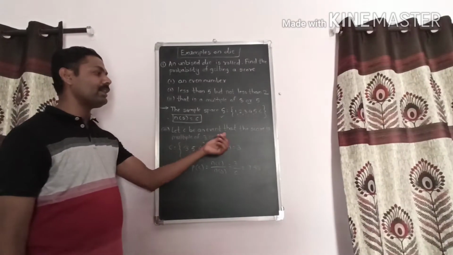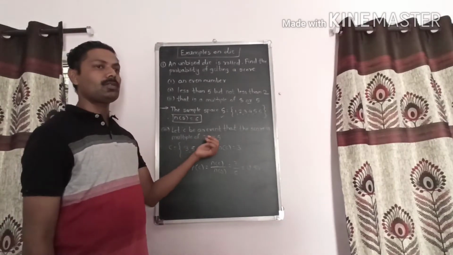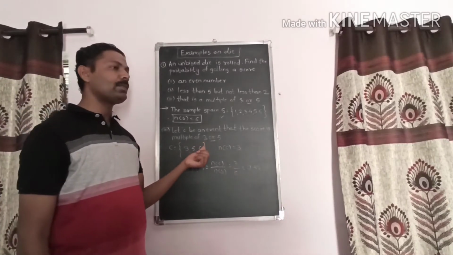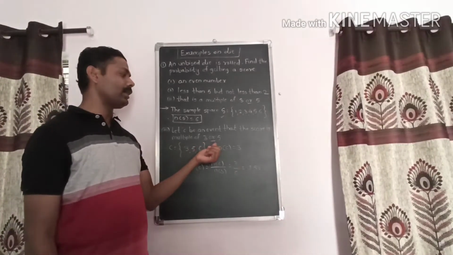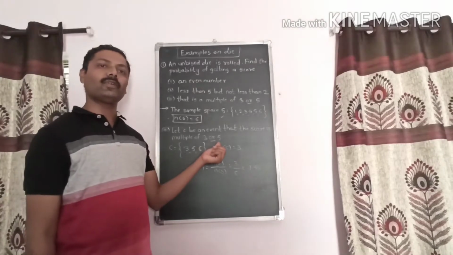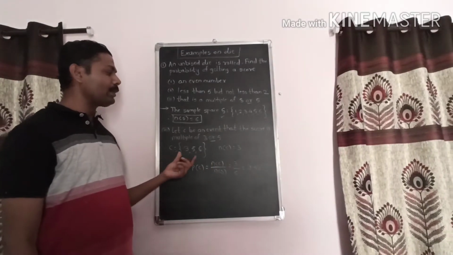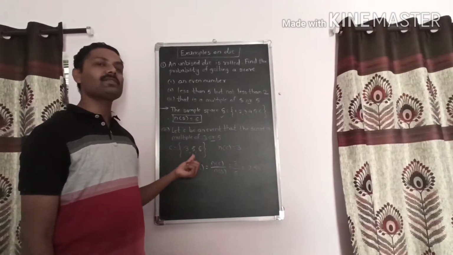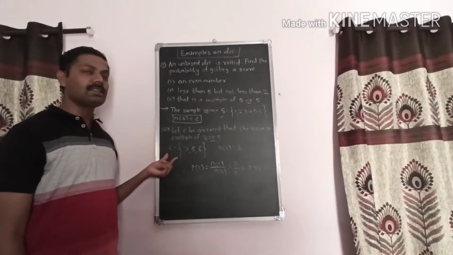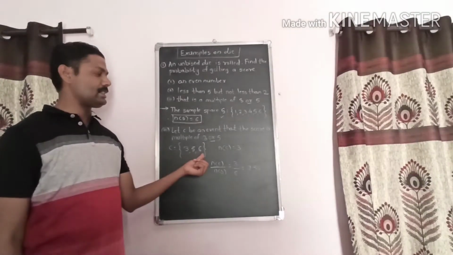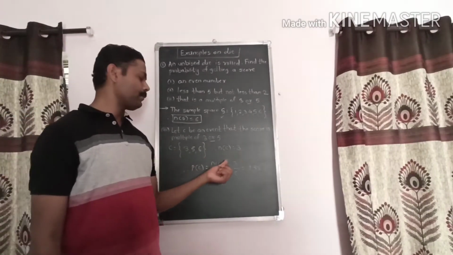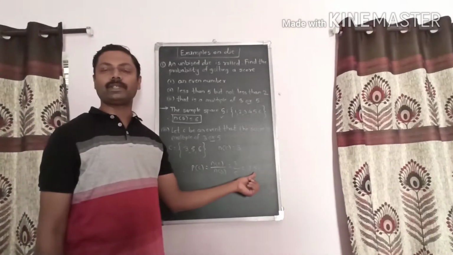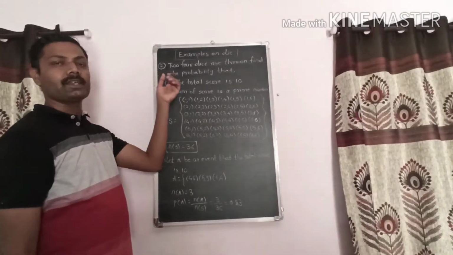Let C be an event that the score is multiple of 3 or 5. Multiple of 3 or 5 means we have to select the numbers which are multiple of 3 and multiple of 5 both. Okay, so multiple of 3 means we have two numbers 3 and 6, and multiple of 5 it is 5. So finally we have C is equal to 3, 5 and 6. So n of C is 3 here. P of C is n of C divided by n of S. It is 0.50.